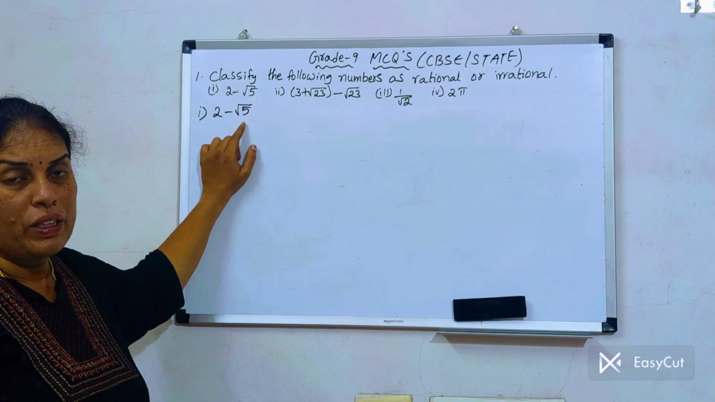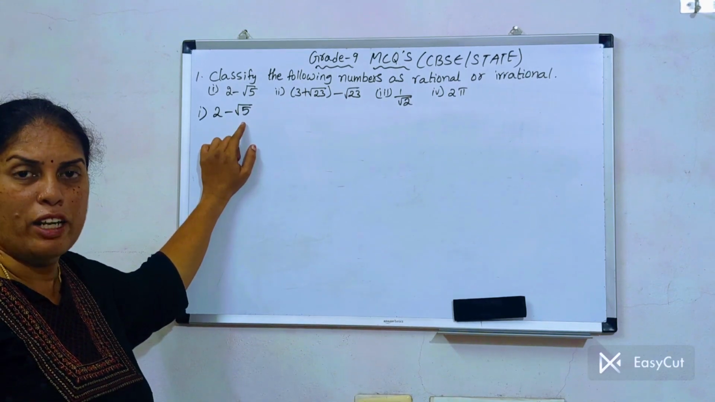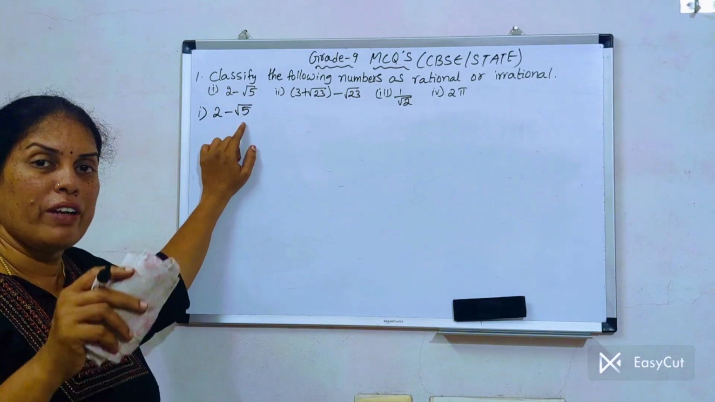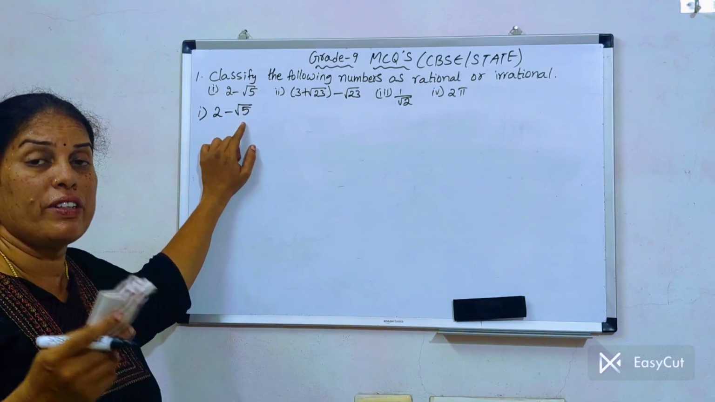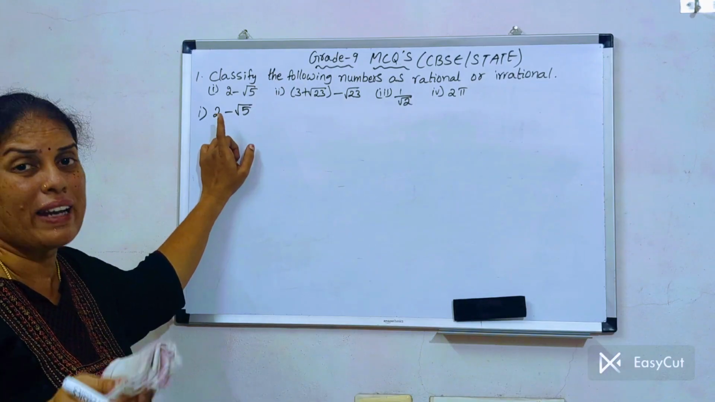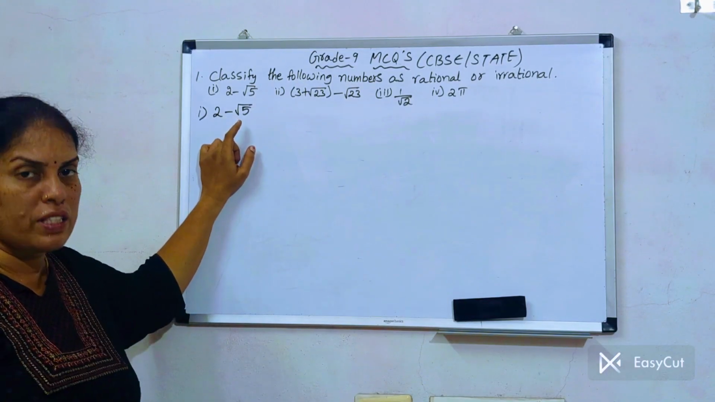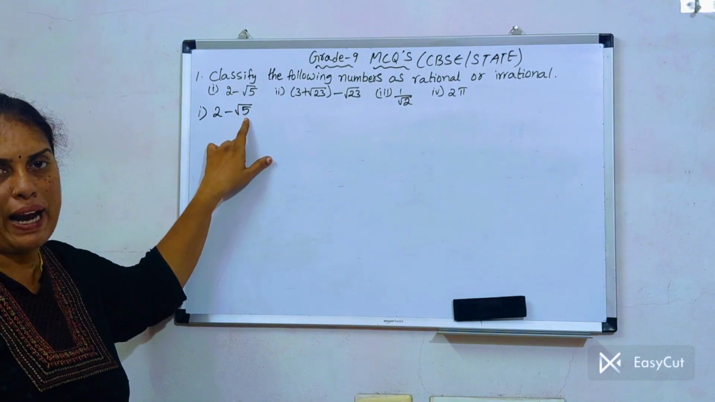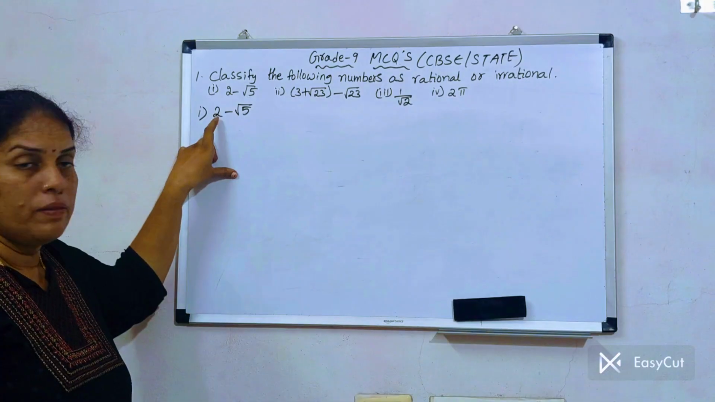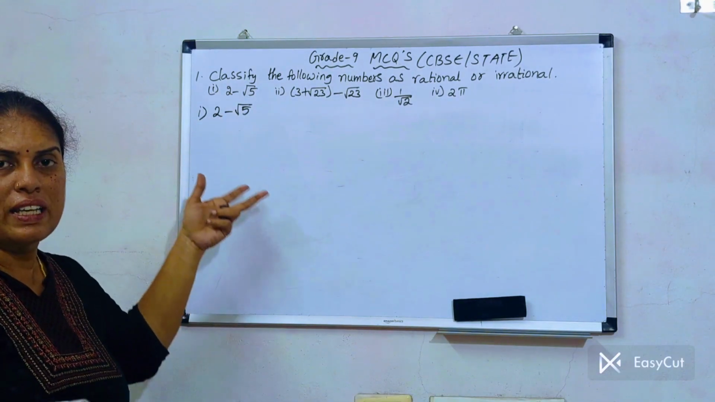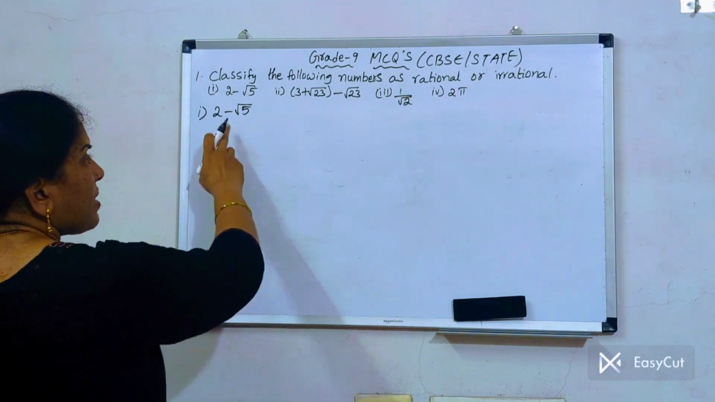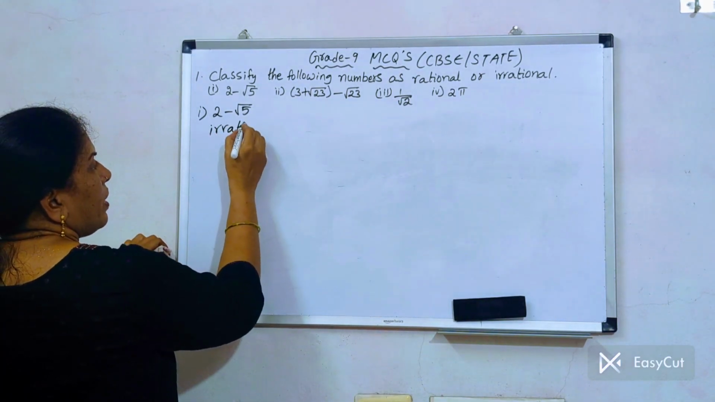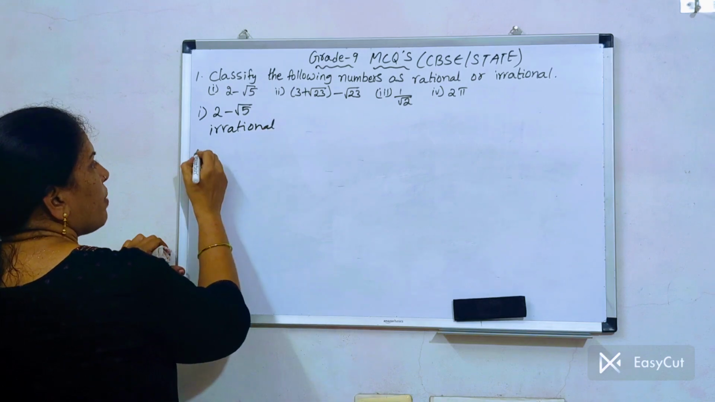Irrational numbers. That means division won't end at any point, and different non-terminating digits come. If we divide, different digits will come, but it does not end. Remainder won't be 0. So this is an irrational number. We can't subtract. If we subtract root 5 from 2, we can't state the answer. So this is called an irrational number. Irrational. All of you understood?